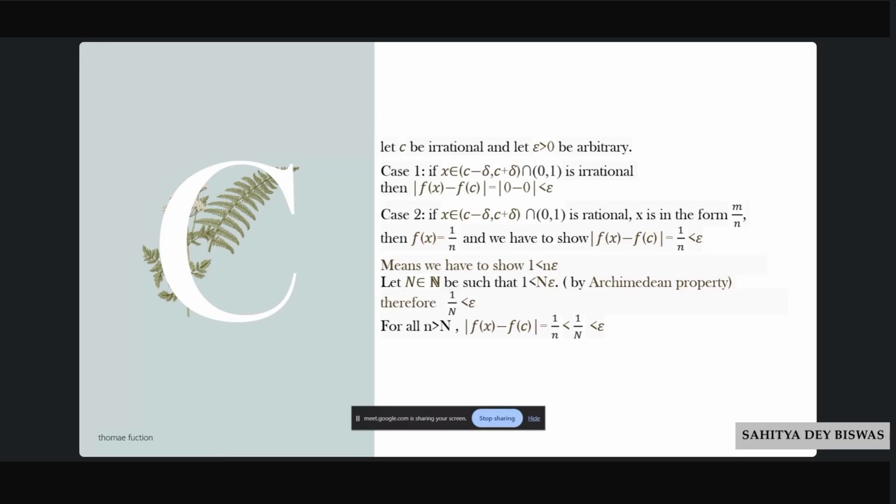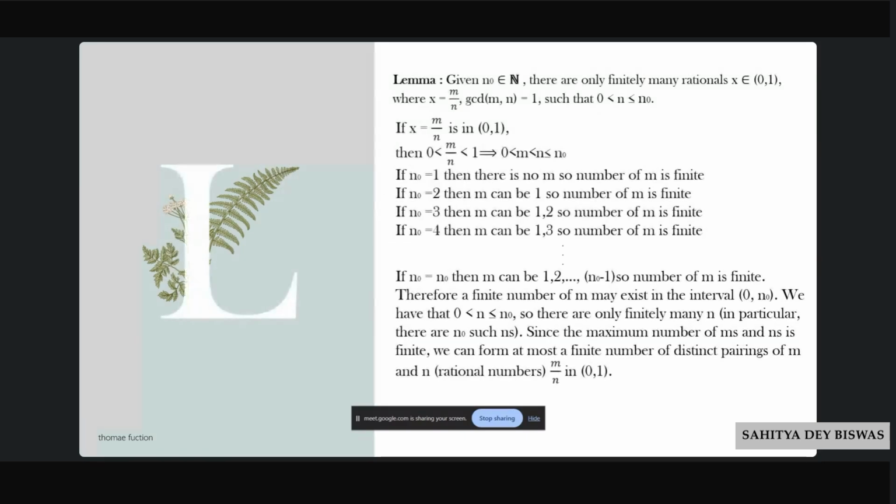Now we have one part left: those rational numbers whose denominator is less than or equal to capital N. Before going to the next main proof, we watch a lemma, because this lemma is required for the rest of the proof. This lemma states that if the denominator of a rational number is bounded by n naught, a natural number, then there are only a finite number of such rational numbers.